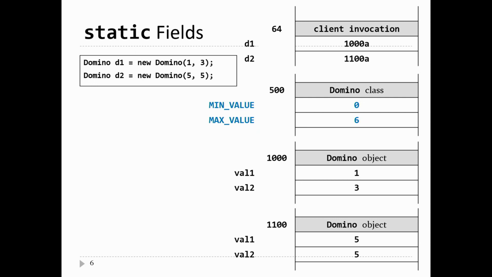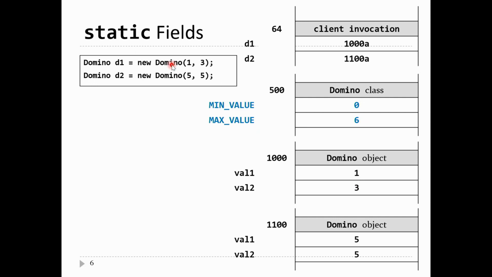Okay, so this is what happens when you make one or two domino objects. Domino d1: remember that makes a variable called d1. New domino 1, 3. So what does that do? It makes a domino object somewhere, which is here. It sets val 1 to 1 and val 2 to 3.